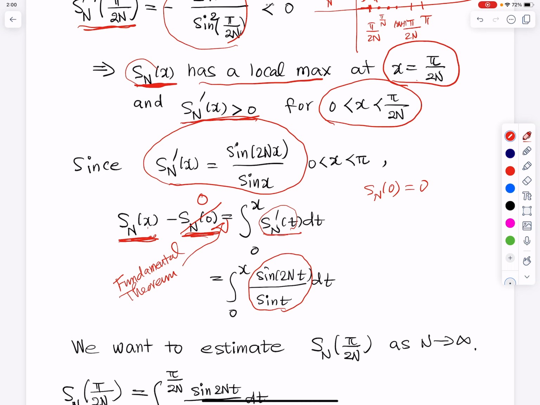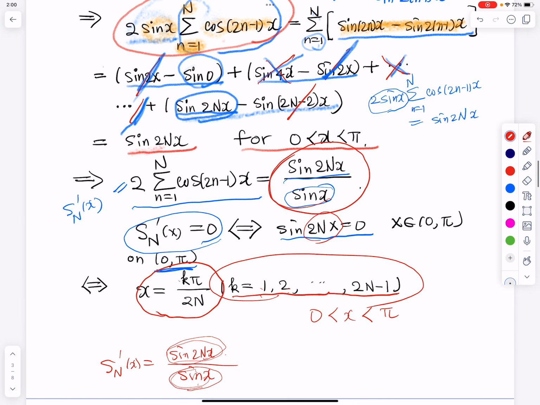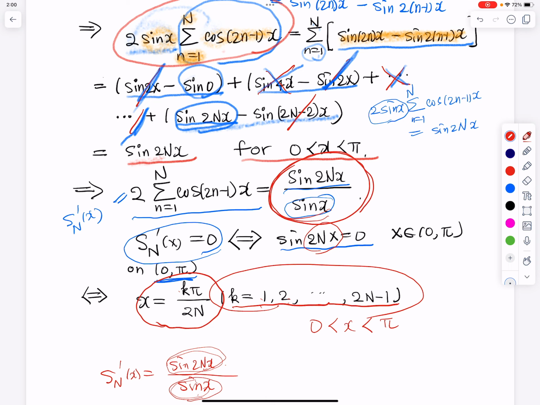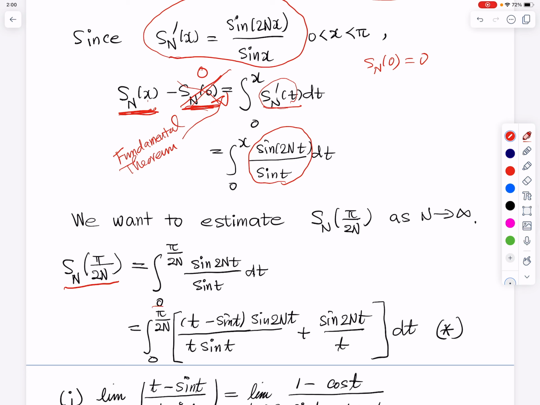And then what is Sn prime? Yeah, Sn prime is sine 2nx divided by sine x. So this is it. Okay? And then this one is 0. Then Sn of pi over 2n would be just the integral from 0 to pi over 2n of sine 2nt divided by sine t dt. Okay? And I want to compute this.